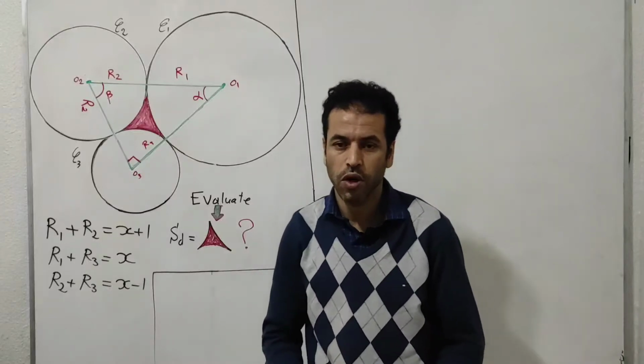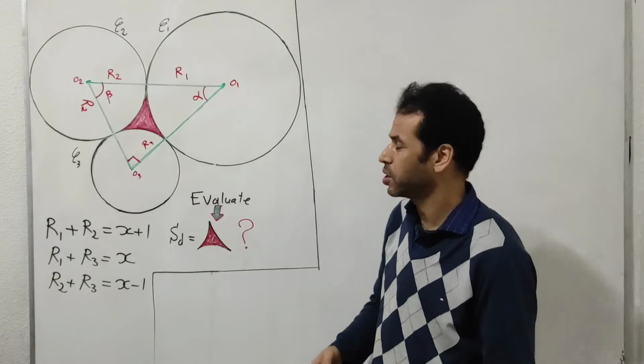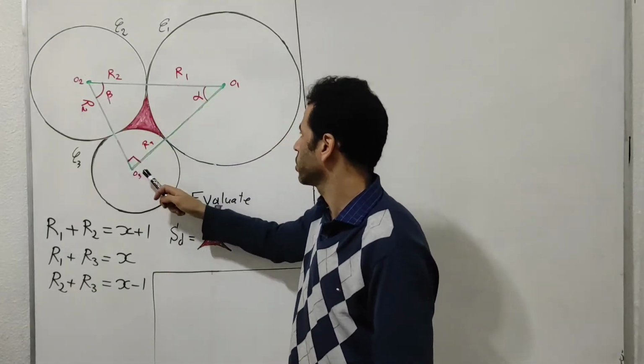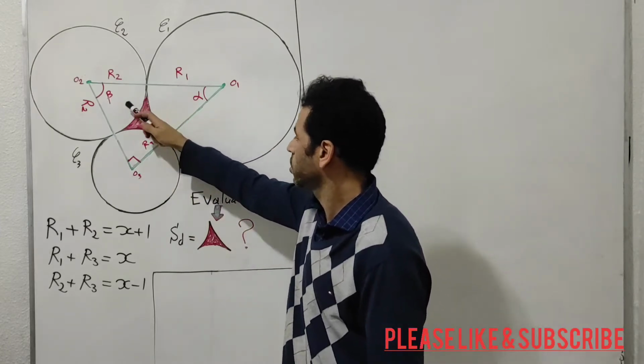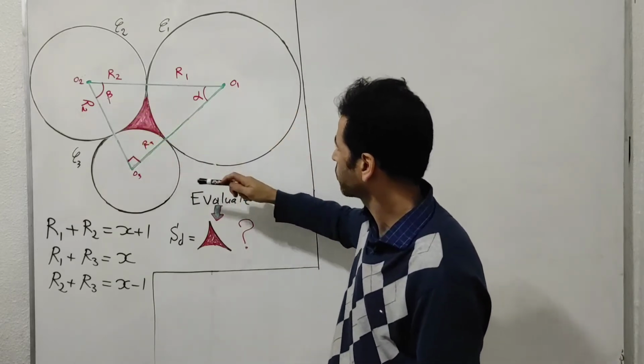Hi, in today's video I would like to introduce you a very nice geometry problem involving circles. Here are 3 circles with the following radii R1, R2 and R3. These 3 circles are connected at 3 different points, making the tangent line at these specific points.